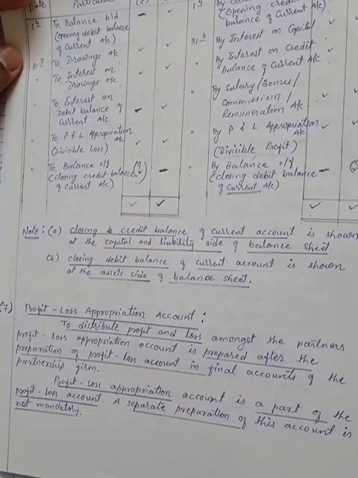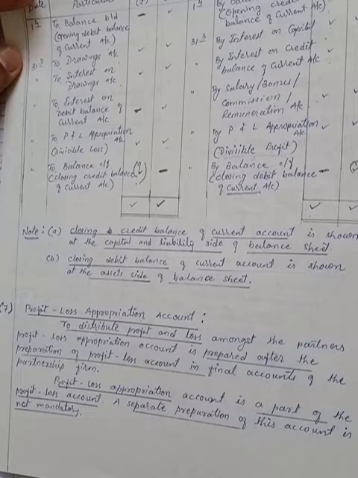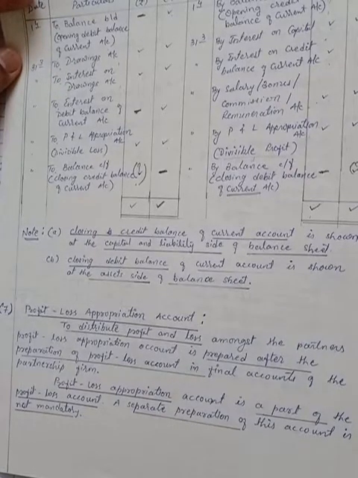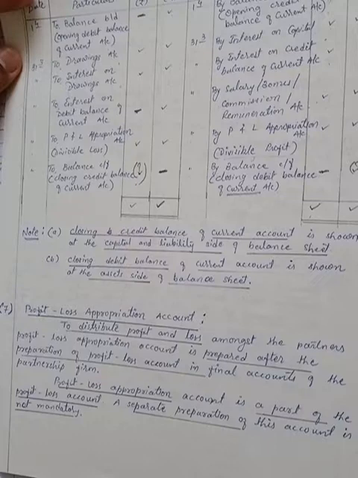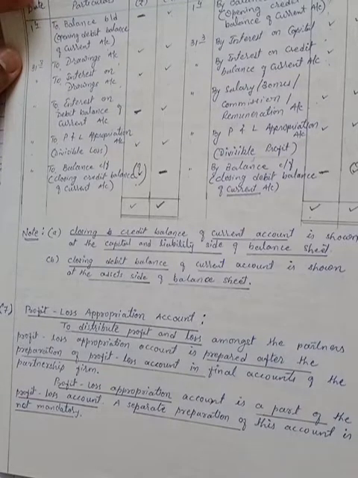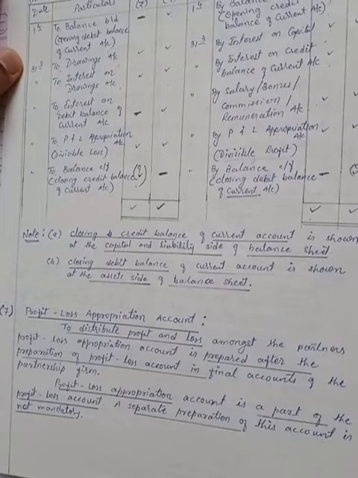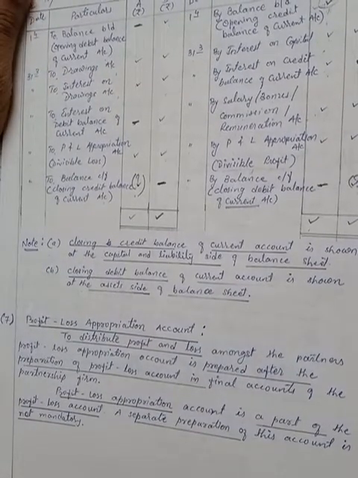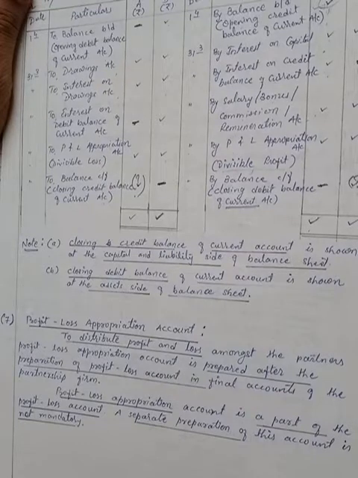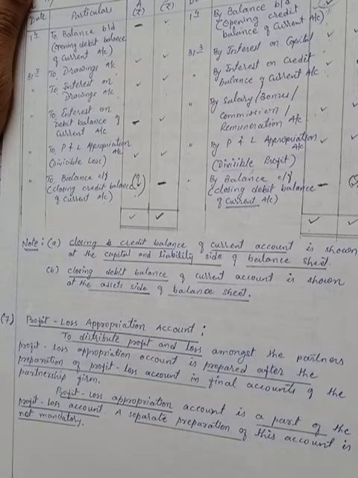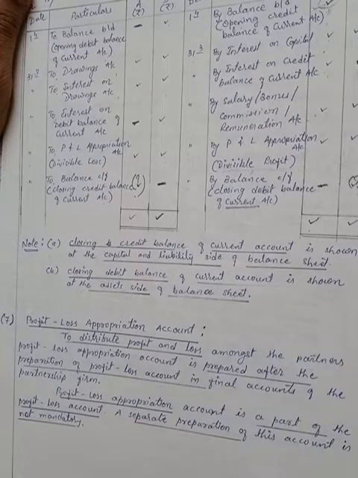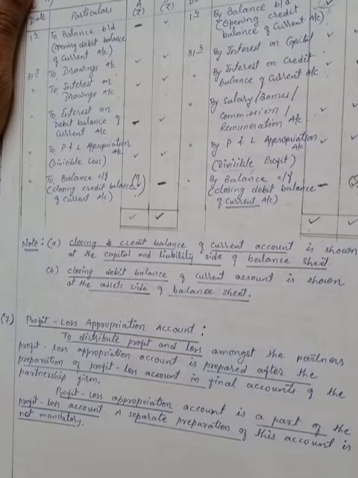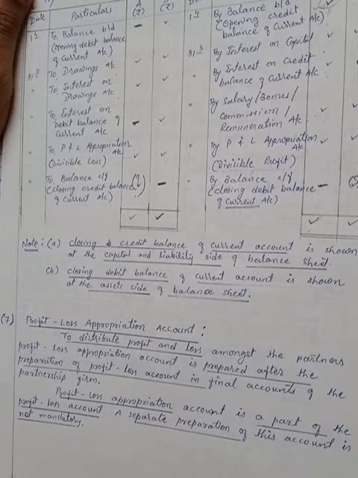This profit and loss appropriation account is prepared after the preparation of profit and loss account in the final accounts of the partnership firm. So when you prepare the final accounts of a partnership firm, at that time this account is prepared, to distribute the profit or loss of the partnership firm among the partners, after preparation of the profit and loss account.